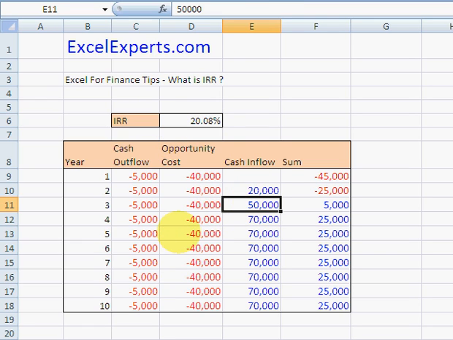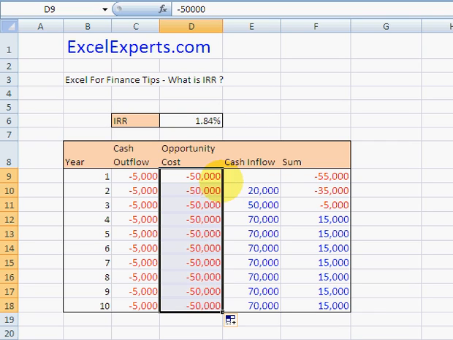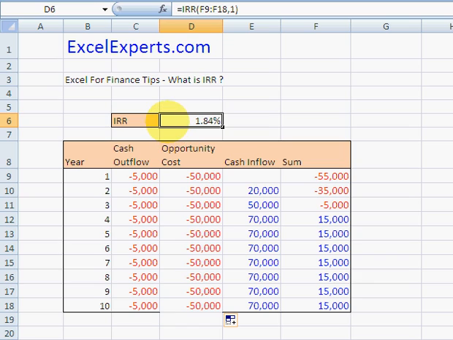So we could change our assumptions. So let's say minus 50, and we copy that down. Well, if the opportunity cost of our time is 50,000 every year, well, guess what? Our investment return doesn't look so good now. So the higher the cost, the lower the return. Well, that makes sense, doesn't it?